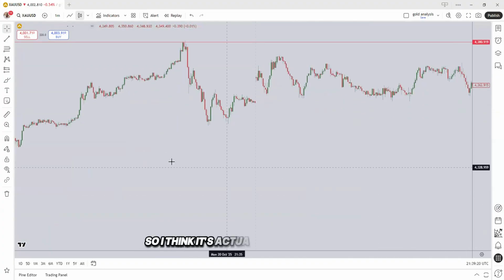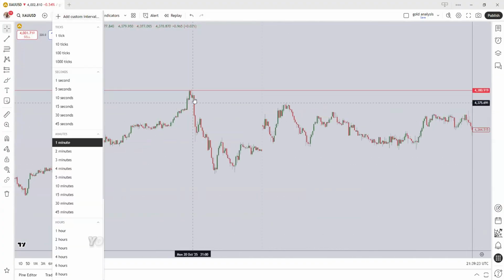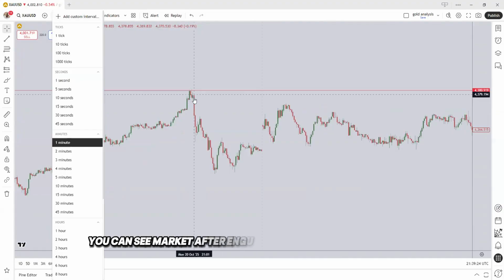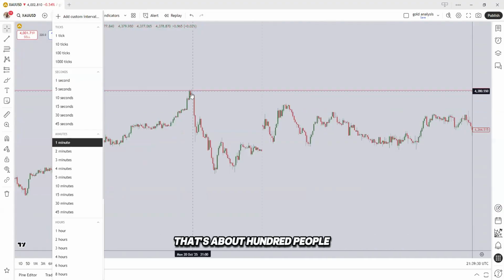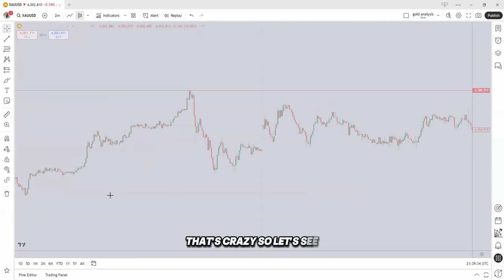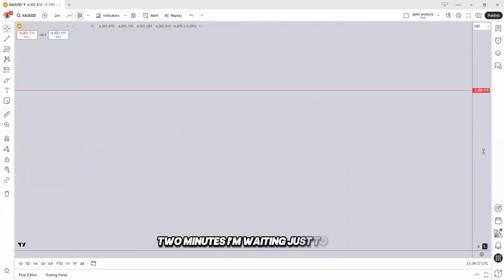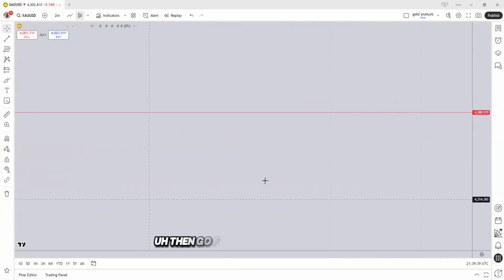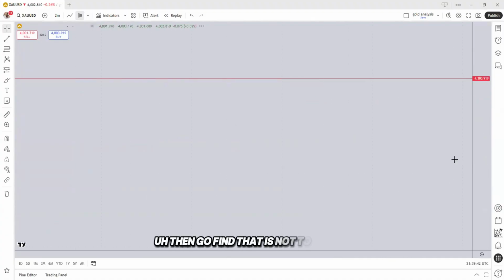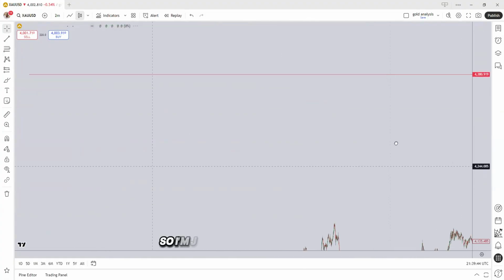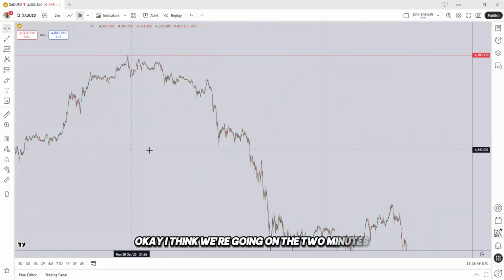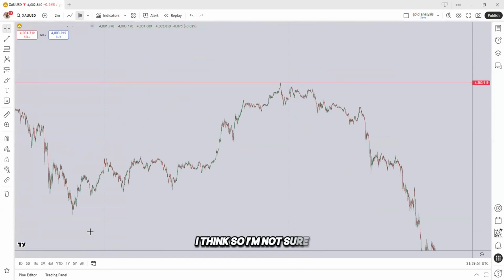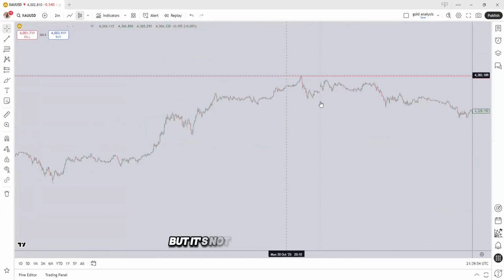So I think it's actually almost the same. You can see the market tapped it, engulfed here, and then entry there. That's about 100 pips, but that's still crazy. So let's see, 2 minutes. I'm waiting just to see the engulfing. That is not too much. So I'm just trying to check my risk. Okay, I think we're going on the 2 minutes. I'm not sure, but let's see. Oh, it's not there.